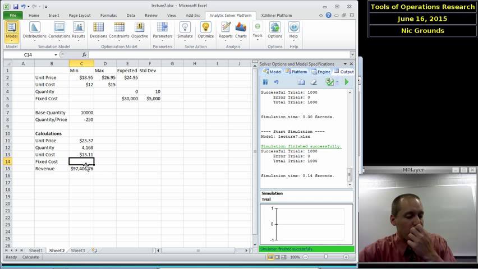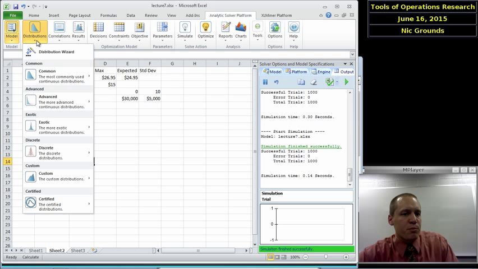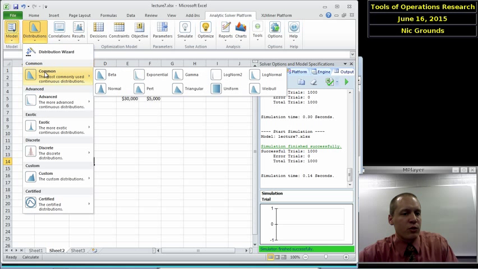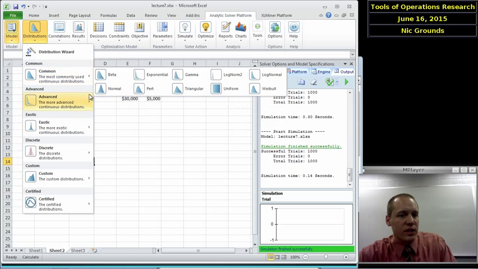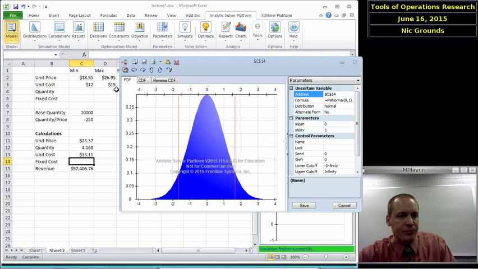So the fixed cost, we want to simulate a fixed cost with these normally distributed parameters. We think fixed cost will be 30,000 plus or minus a standard deviation of 5,000. One way you can do that is to use the distributions button in Excel on the Analytics Solver Platform tab, under the common distributions. Analytics Solver Platform has lots of distributions you can use. Mainly we'll be working under common, where you'll find normal, triangular, and uniform. In this case we want the normal distribution.